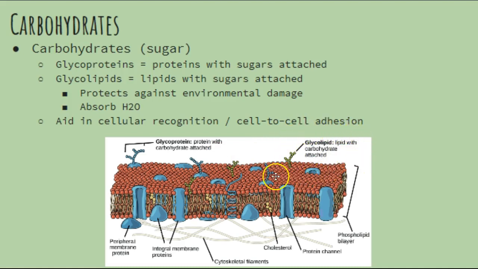Glycolipids are basically the same thing, except it's a sugar attached to a lipid. So those are shown to the right. The little green structure shows a lipid attached to a carbohydrate. These protect against environmental damage for the cell membrane, and they also absorb water. So they also aid in cellular recognition and play a big role in cell-to-cell adhesion and communication between cells.